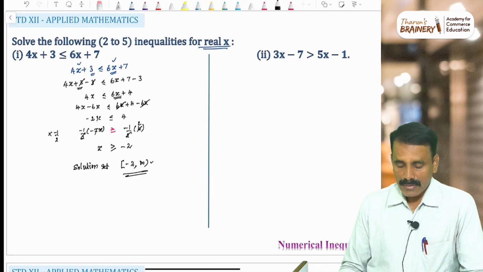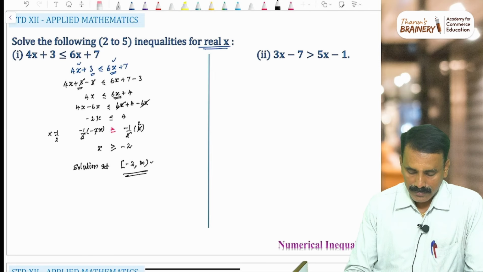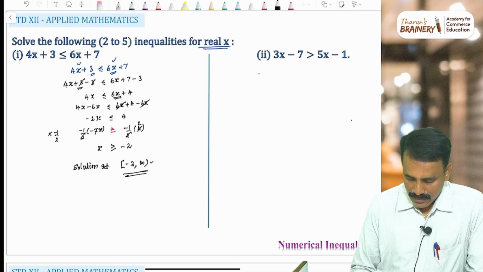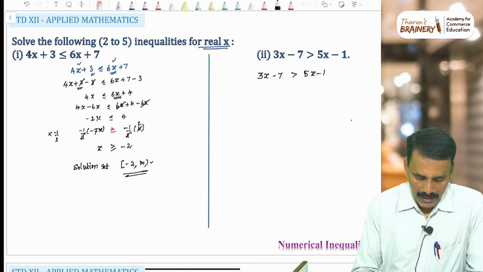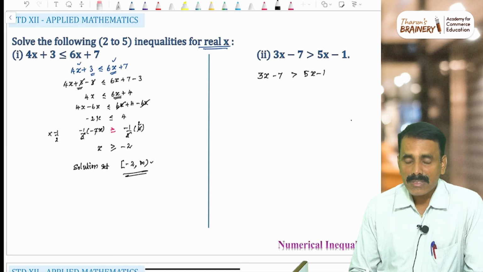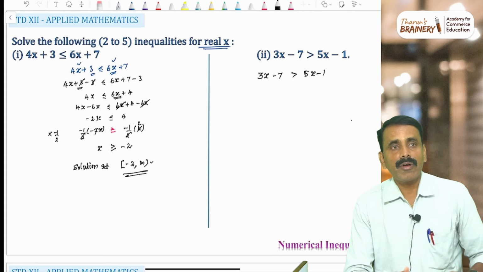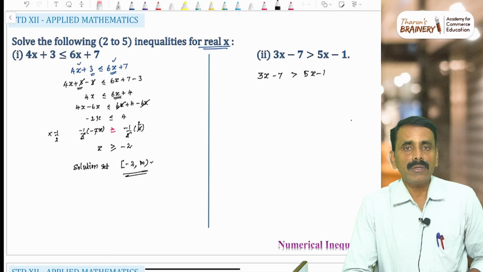Now, we have another subdivision here, 3x minus 7 greater than 5x minus 1. Three x minus 7 strictly greater than 5x minus 1. Here the equal to symbol is not there. This is called a strict inequality. Now, how to find the value for x? What are the steps we have to follow to solve this inequality?